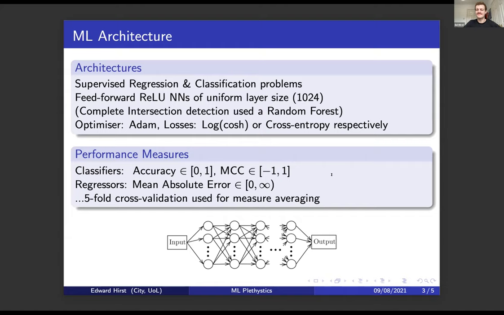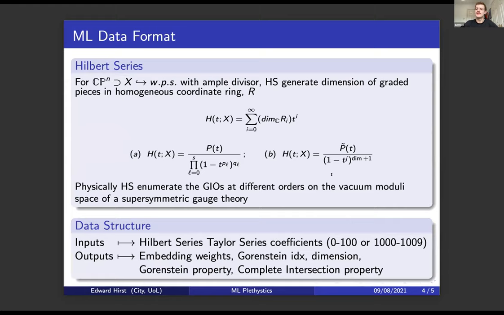Okay, so going on to the data, what we were actually machine learning. We worked with Hilbert series. What are these? You can think of it as some complex projective variety embedded in weighted projective space. When embedded in the weighted projective space, you can define a homogeneous coordinate ring, defining the coordinates on the projective space or on the projective variety.